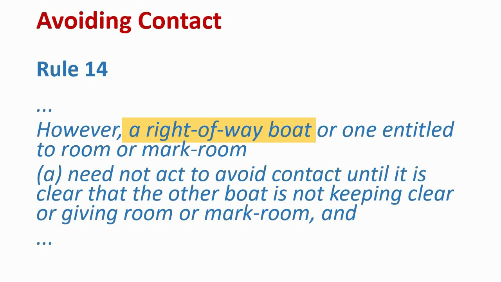Now, there are two additional restrictions as part of Rule 14 that apply just to the right-of-way boat. The first is that she does not need to take avoiding action until it is clear that the other boat is not avoiding her. You should not take avoiding action as the right-of-way boat until it is necessary. A right-of-way boat that takes avoiding action can be confusing, as the other boat will not know what to expect next.